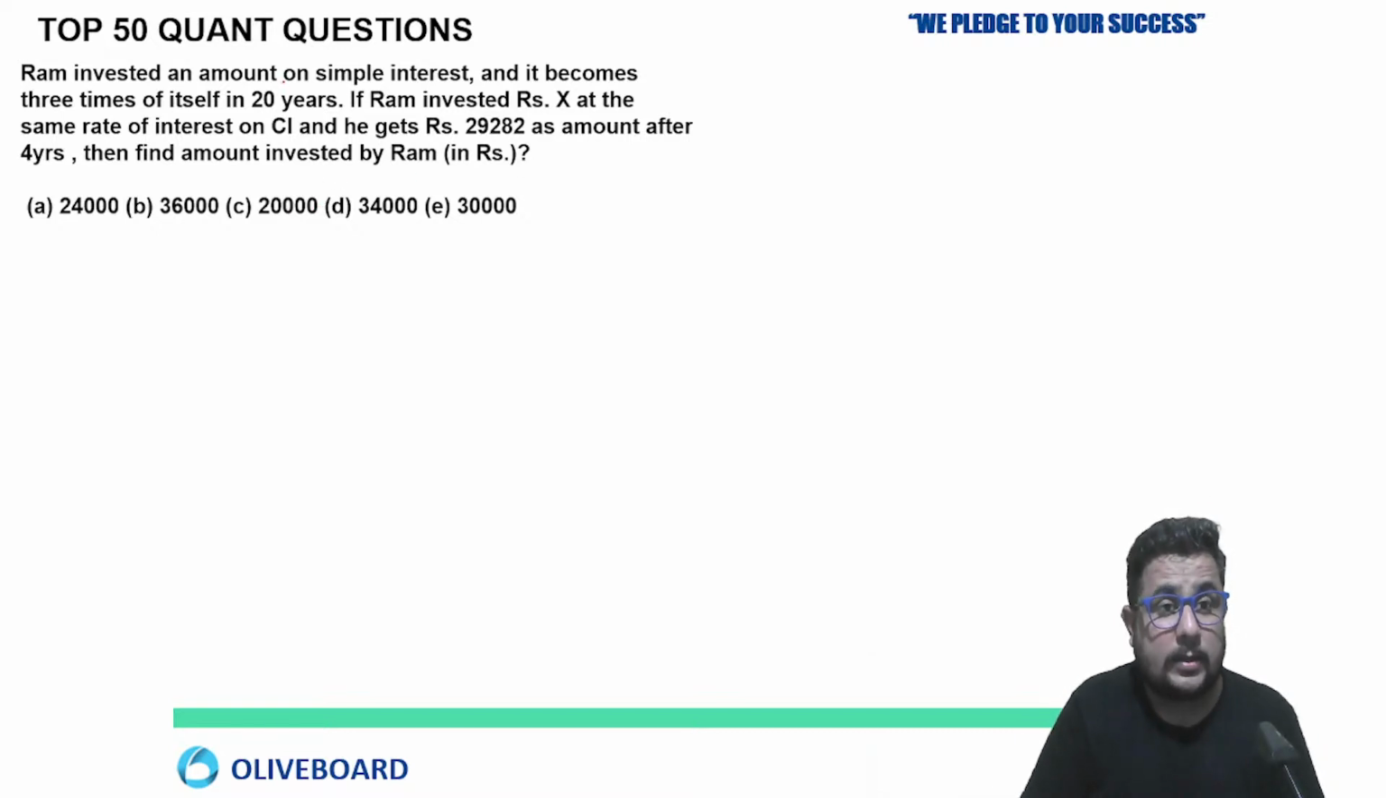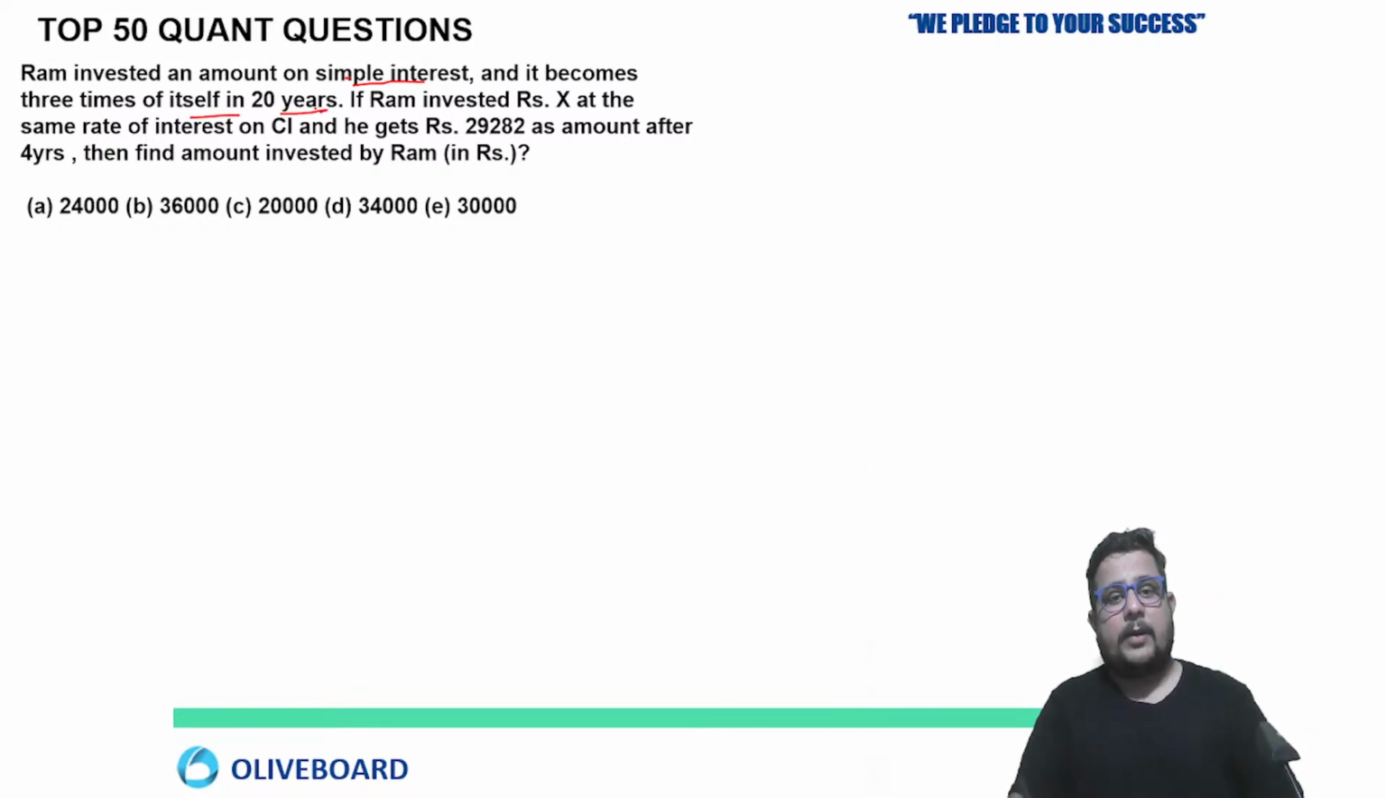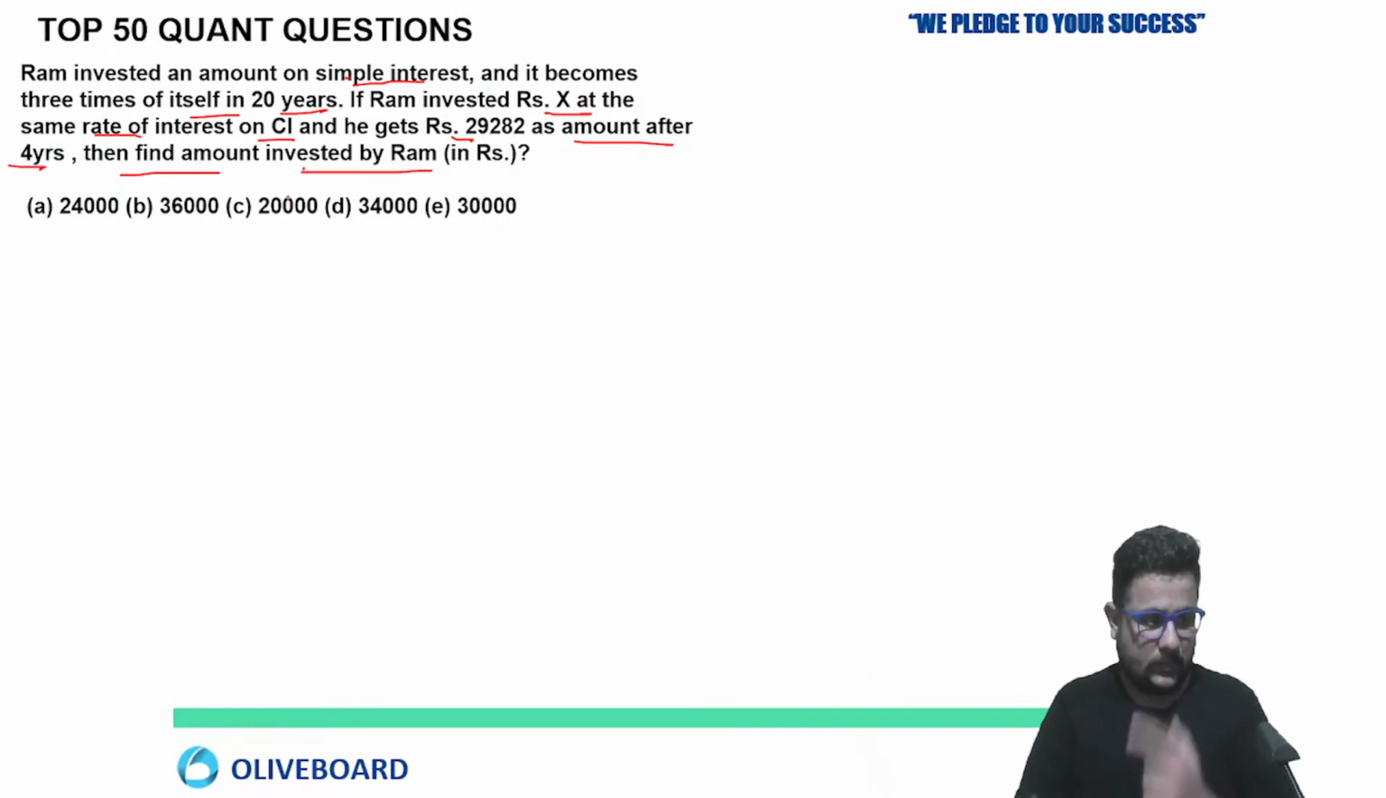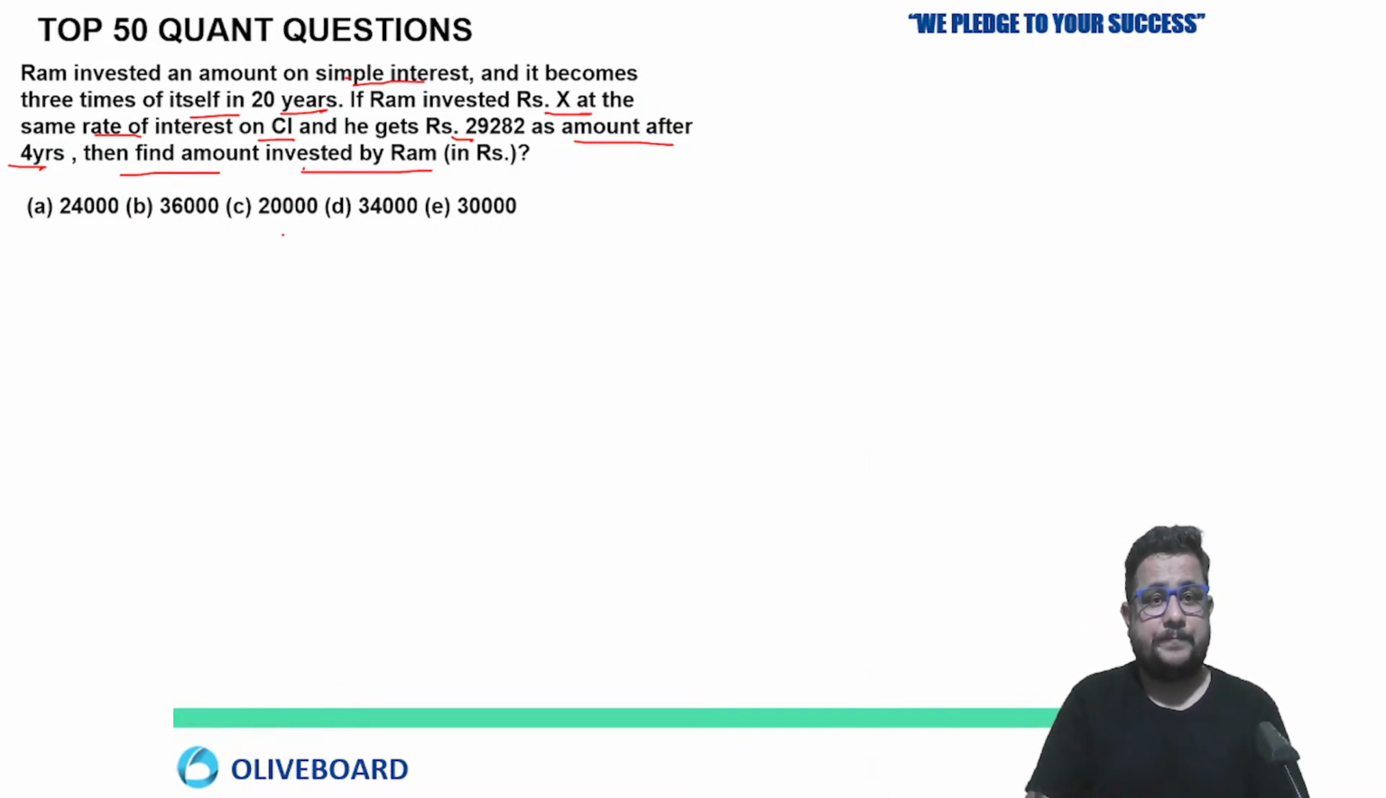Now the next one, Ram invested an amount on simple interest and it becomes 3 times of itself in 20 years. If Ram invested rupees X at the same rate of interest on compound interest, he gets rupees 29282 as the amount after 4 years. Then find out the amount invested by Ram. Tell me the answer of this one.